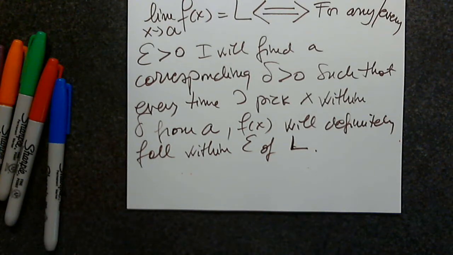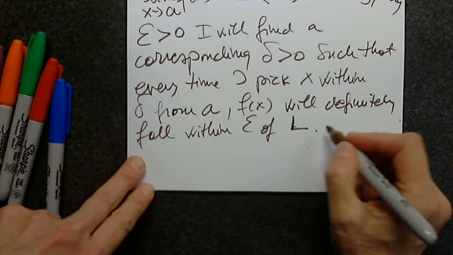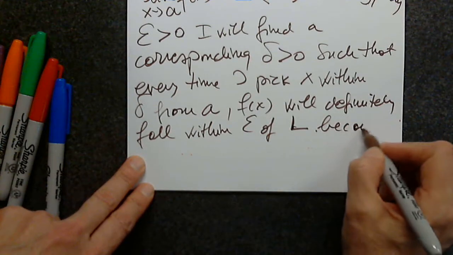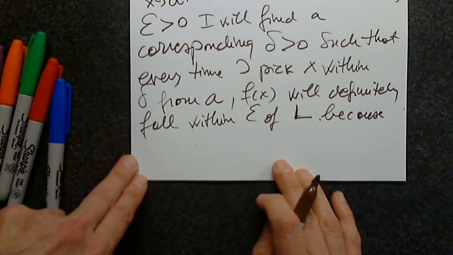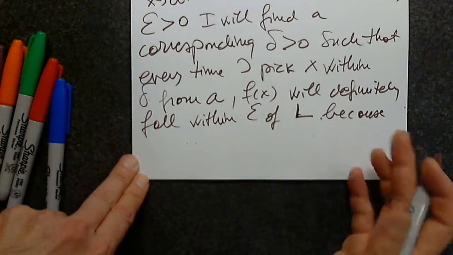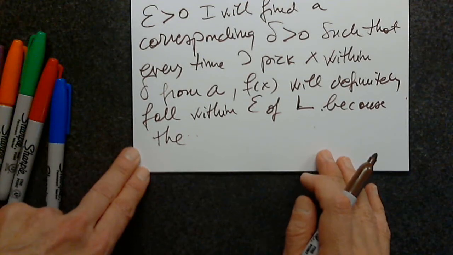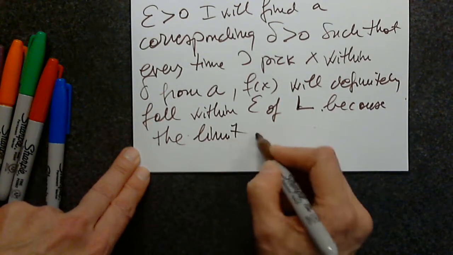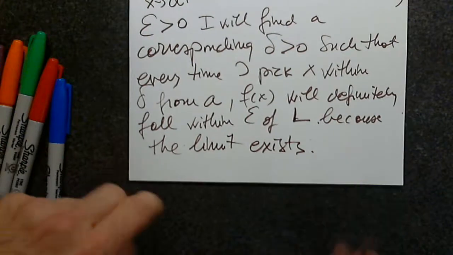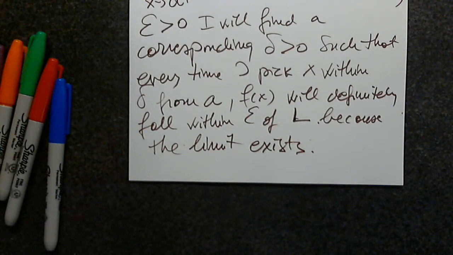But x cannot equal a. Oh, we know that. When we say x approaches a, we know x is not a. And why is that? Because it approaches. Because what? The limit, exactly. If it didn't exist, you could show it for some epsilon and not for all.